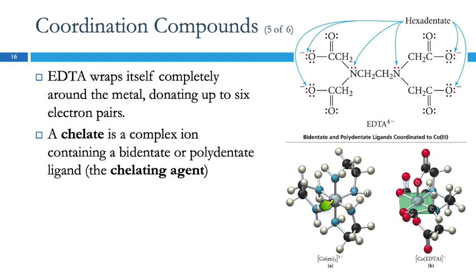Here we've got cobalt interacting with 3 ethylene diamines. And so each ethylene diamine is a bidentate ligand. It has 2 attachments to the cobalt ion. So there's 1 and 2 and 3. These sorts of complex ions have a special name. They're called chelates. They contain bidentate or polydentate ligands. And those ligands are called chelating agents. Any questions?